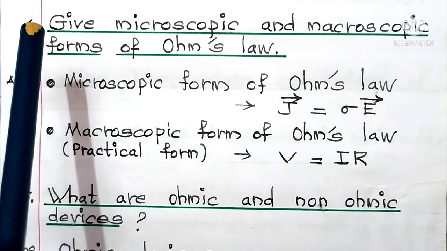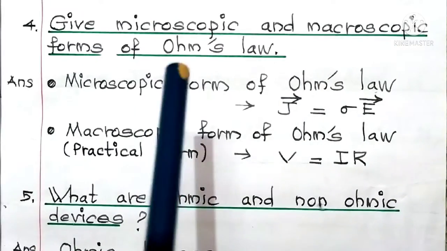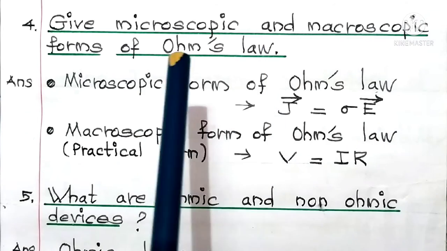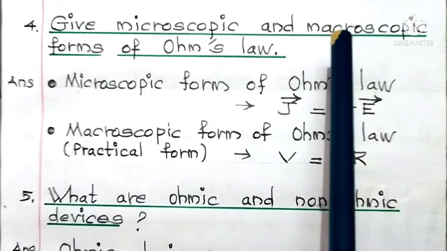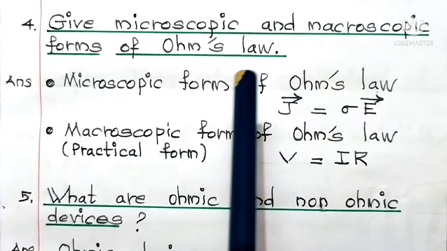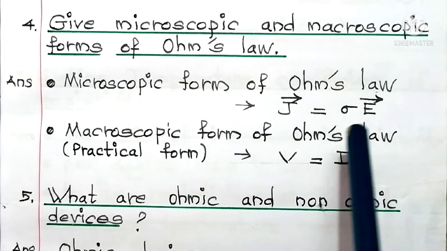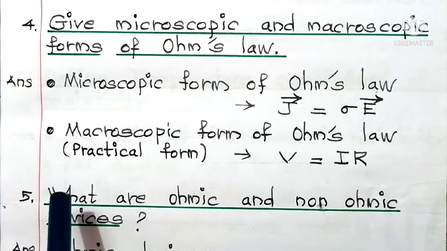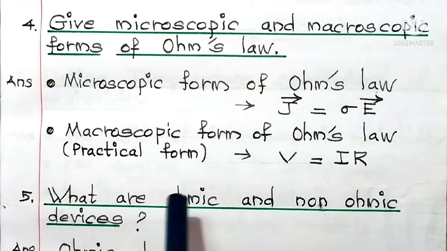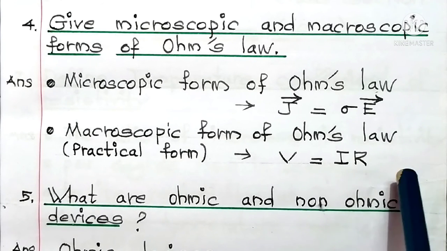Question number 4. Give microscopic and macroscopic forms of Ohm's law. It can also be read as give microscopic and practical forms of Ohm's law. Answer: microscopic form of Ohm's law. J vector is equal to sigma into E vector. Then macroscopic form of Ohm's law, in other words, practical form of Ohm's law, V is equal to IR.